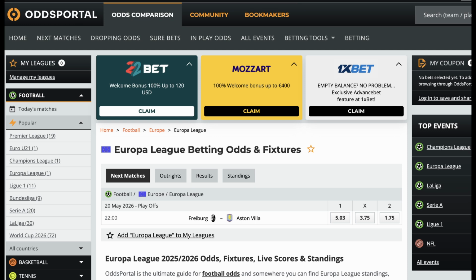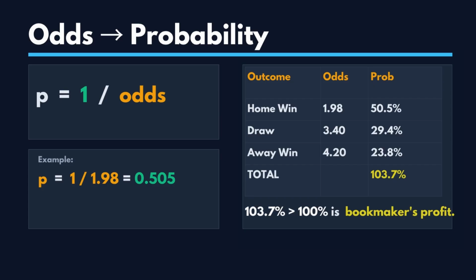It converts information into probabilities. The bookmaker gives decimal odds, but odds are really just another way of expressing probability. To convert bookmaker odds into probability, we take 1 divided by the odds. That gives us decimal odds. So if the odds are 1.98, then we have the probability as 1 divided by 1.98 equals 0.505. So the implied probability is about 50%.